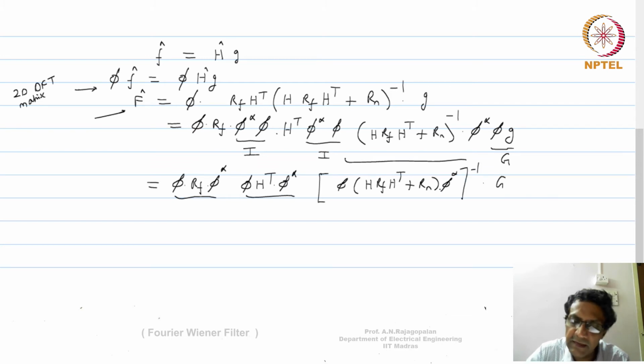And you can see that this is still correct, because this is like A B whole inverse, which is B inverse A inverse. Phi star inverse is phi, which is sitting here, and the inverse of this is here, and phi inverse is phi star, and therefore this is all phi.